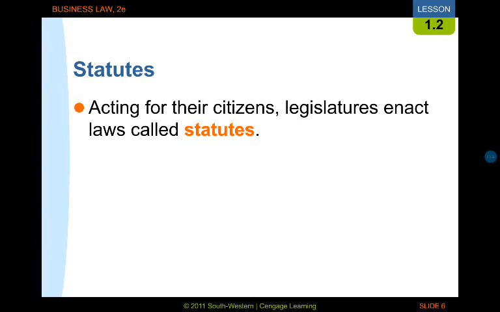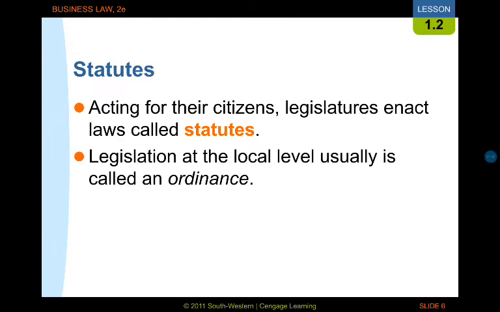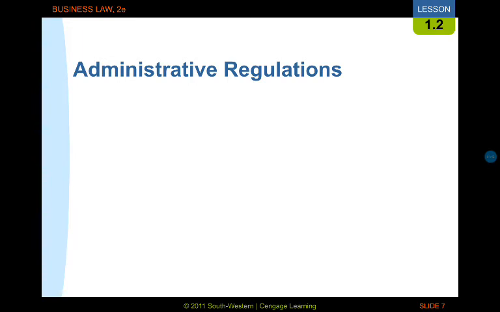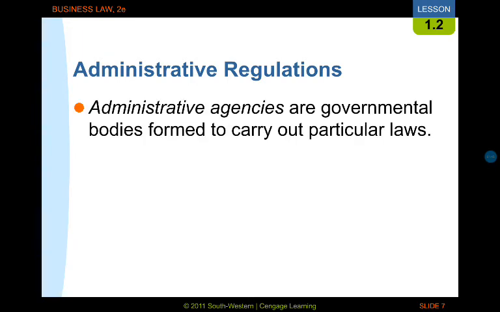Statutes. Acting for their citizens, legislators enact laws called statutes. Legislation at the local level usually is called an ordinance. Administrative regulations. Administrative agencies are governmental bodies formed to carry out particular laws.